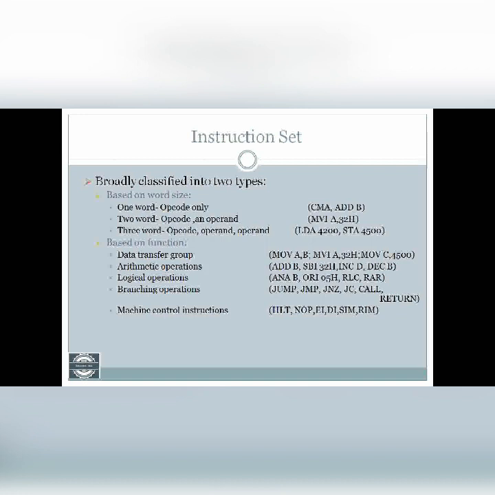Now the examples are also given here. Based on that, the functions are data transfer group, arithmetic operations, logical operations and branching operations. You can get the machine control instructions from here also. So these are the basic instruction sets. For any type of programming, any type of assembly level programming, or any microprocessor kit, if you want to work, you have to follow these instructions. Please go through the screen once. You will get the knowledge about this.